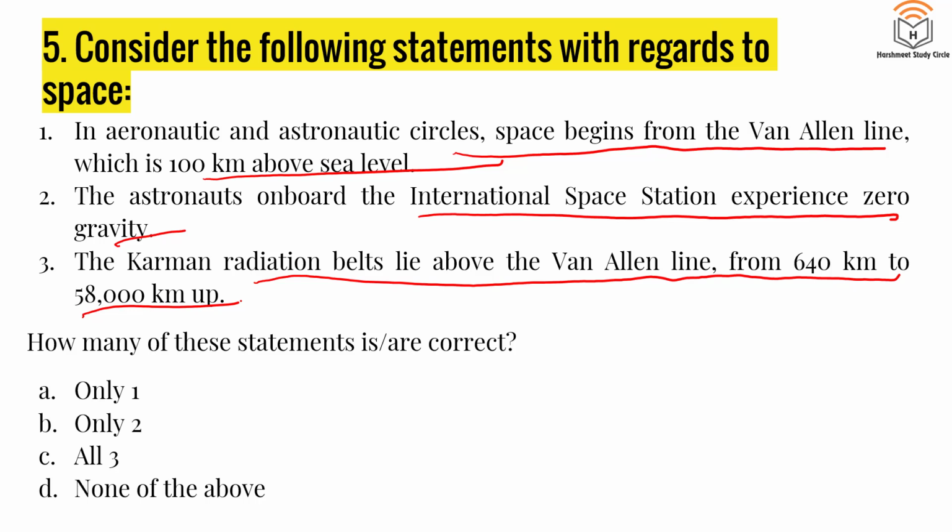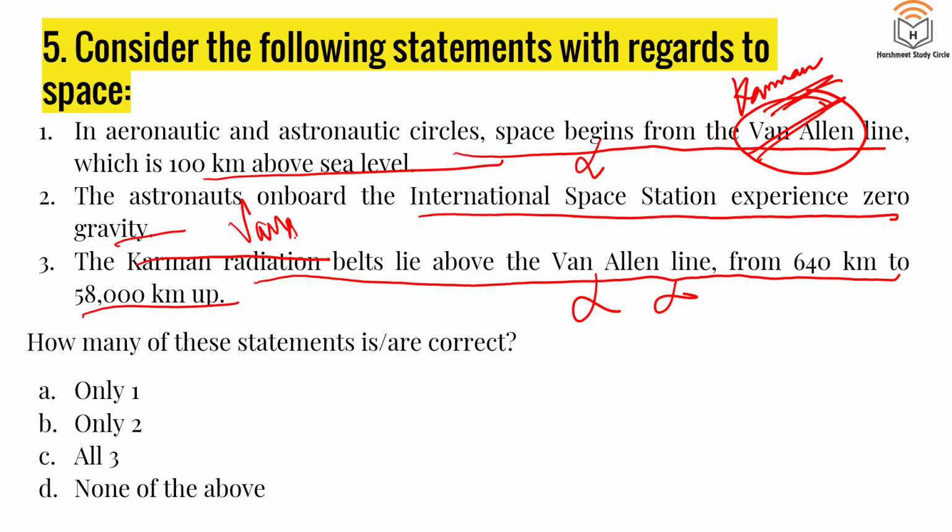If you remember a few days back, rather, we did have a question with regard to the Van Allen line, Van Allen radiation belt, rather. If you remember that question, you would know first and third statements are wrong. These have been interchanged. The first statement is about the Kármán line. So it is said that space is the region that lies beyond what you call the Kármán line, which is 100 kilometer above the sea level. Third is also wrong. It is actually the Van Allen radiation belt. They lie above the Kármán line.